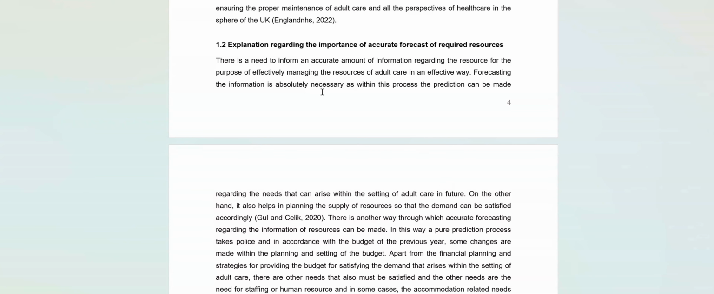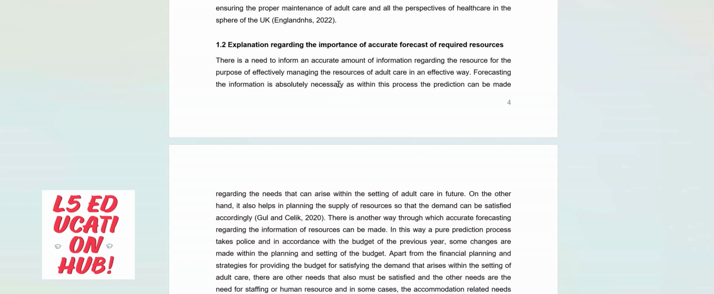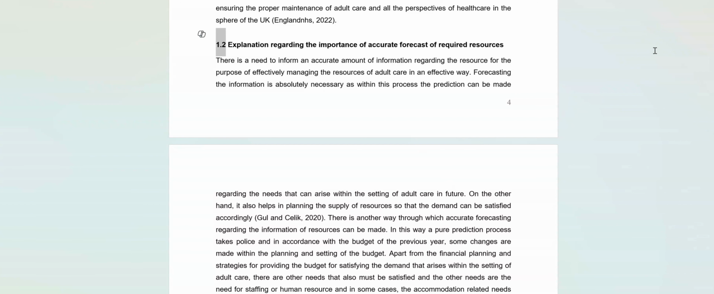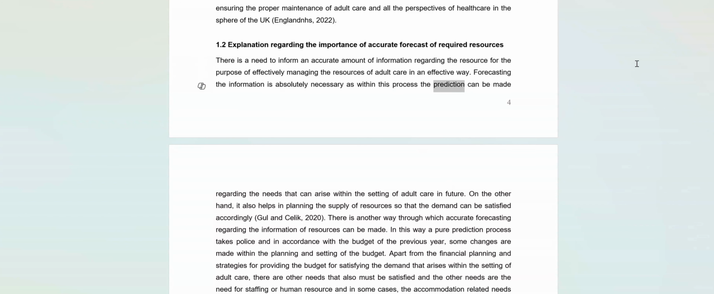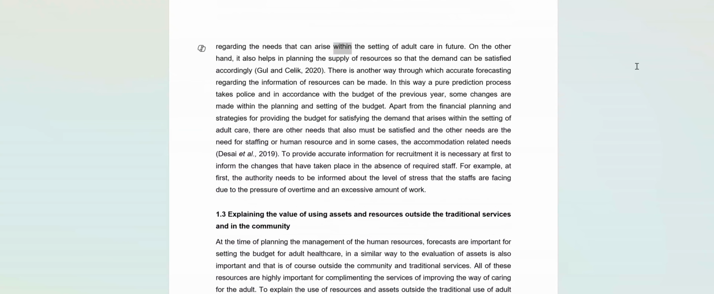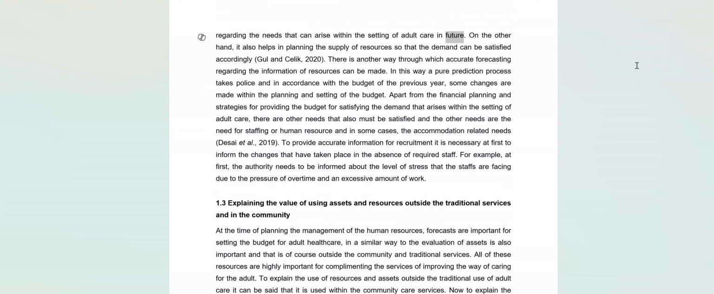1.2 Explanation regarding the importance of accurate forecast of required resources. There is a need to inform an accurate amount of information regarding the resource for the purpose of effectively managing the resources of adult care in an effective way. Forecasting the information is absolutely necessary, as within this process the prediction can be made regarding the needs that can arise within the setting of adult care in future. On the other hand, it also helps in planning the supply of resources so that the demand can be satisfied accordingly. Gull and Selick, 2020.